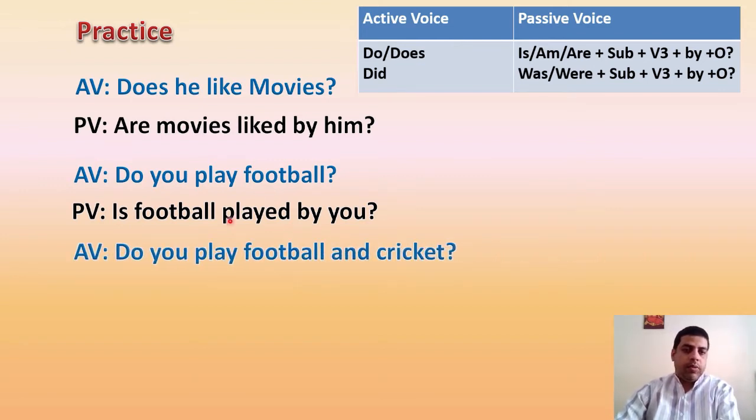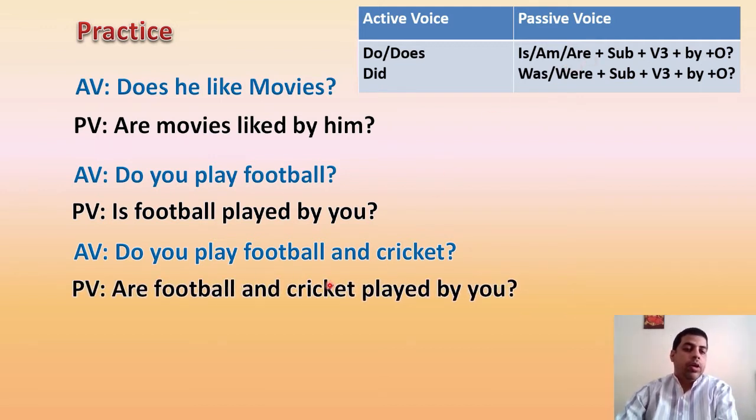Look at the example. Do you play football and cricket? Here, when this object, football and cricket, becomes the subject, are we supposed to use still is? No. We are supposed to use the word are because they are plural now. So look at the answer is supposed to be are football and cricket, then V3 played plus by plus object.